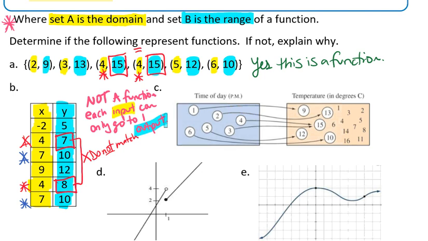So let's go ahead and take a look at letter C. Here it's a little bit different because it's not a table, it's not a set of ordered pairs. So what we need to check first, does everything in our purple box go to something in our tan box? So does everything from the time of day box go to something in our temperature box? So our time of day is our input and our temperatures are our output. So let's look. We see that each one has something that it's going to.